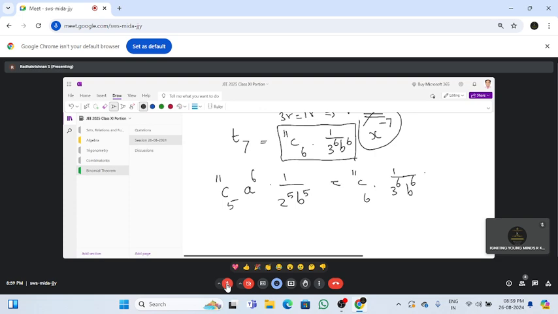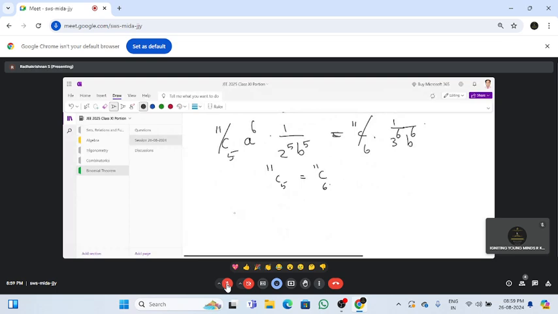So let's find out. Now, if you look at these two terms, we can write 11C5 equal to 11C 11 minus 5 because nCr equal to nC n minus r. So 11C5 is equal to 11C6. Finally, this we get cancelled out. So what is there? a power 6 by 2 power 5 b power 5 equal to 1 by 3 power 6 b power 6.